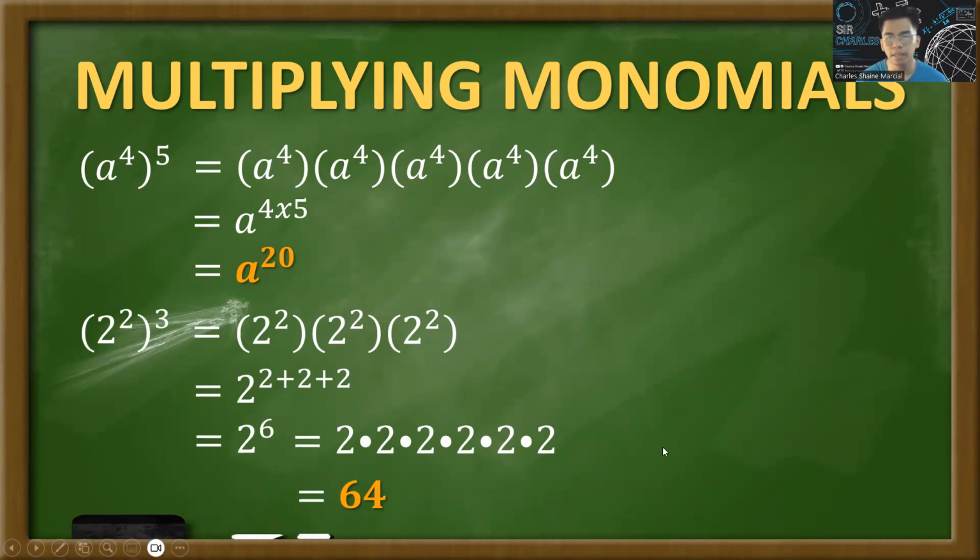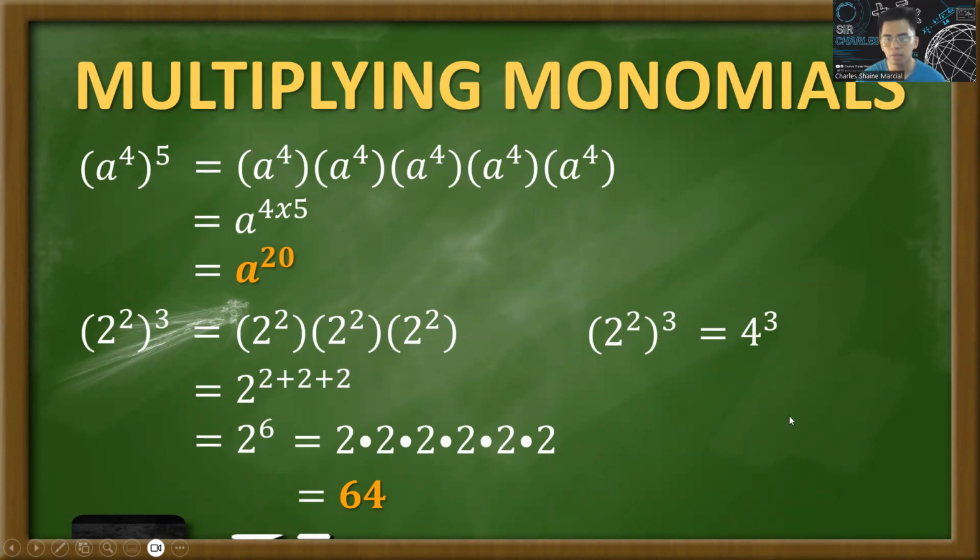Now, para mas madali yung pag-solve, you can use this solution. First, i-solve na natin agad yung nasa loob ng parenthesis. Itong 2 squared. Okay? So 2 squared, that is equal to 2 times 2 and that is equal to 4. After that, magiging 4 cube na siya. Okay? Hindi pa tapos kasi meron pang cube sa labas.